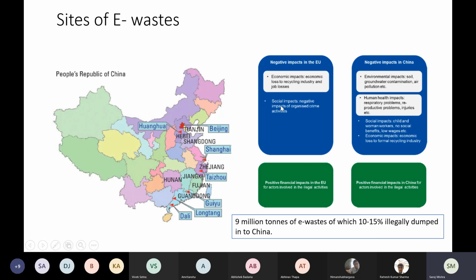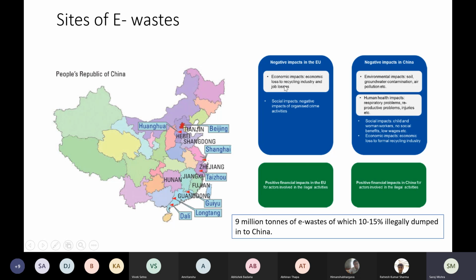Now, of course, apart from the environmental hazard that it creates, because all of these contain heavy metals, what else is there? The negative impact. In the European Union, for example, what is the negative impact of this illegal dumping in China? Firstly, there is an economic impact, because it is a loss to the recycling industry. If huge tons of electronic wastes are being moved out of the country, while there is e-cycling operating within their own countries, that is not going to benefit because of this illegal trading. That is why we say it has a negative impact on the economy.